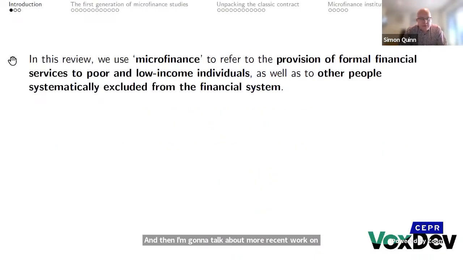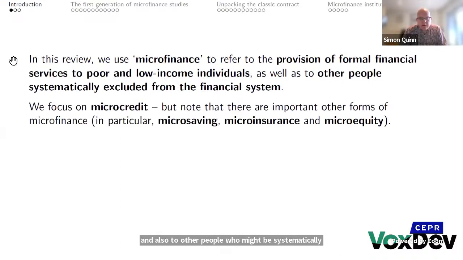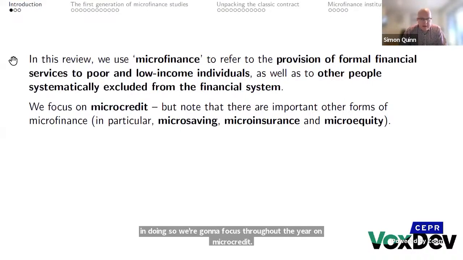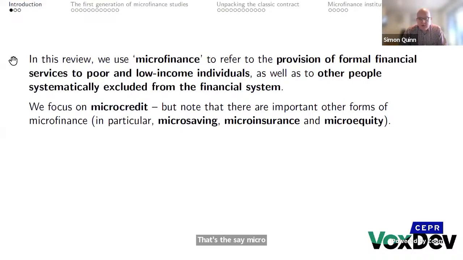Throughout this review, we're going to use the term microfinance to refer generally to the provision of formal financial services to poor and low-income individuals, and also to other people who might be systematically excluded from the financial system. We're going to focus throughout on microcredit, that's to say microlending. But we note that there are also other important forms of microfinance, for example microsaving, microinsurance, and microequity.